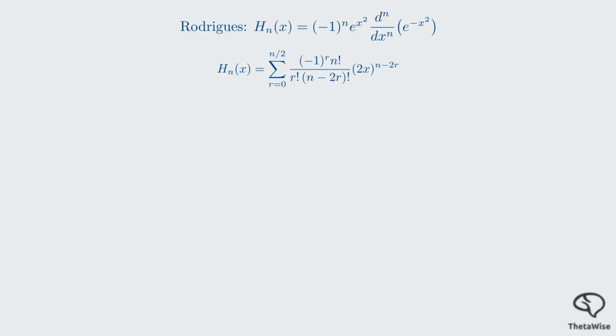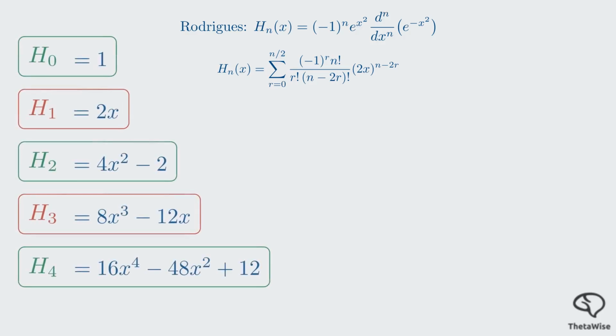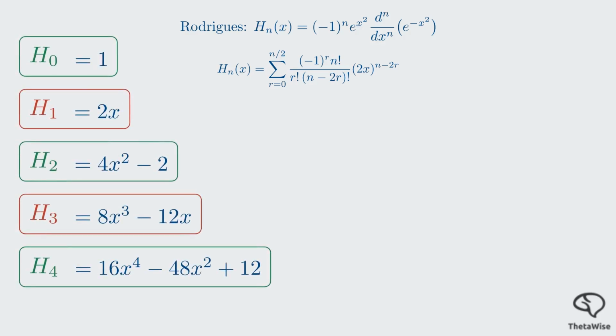The first examples are H_0 equals 1, H_1 equals 2x, H_2 equals 4x squared minus 2, H_3 equals 8x cubed minus 12x, and H_4 equals 16x to the fourth minus 48x squared plus 12. These immediately show the parity rule. H_n(-x) equals (-1)^n H_n(x).